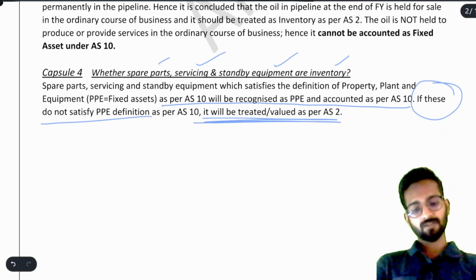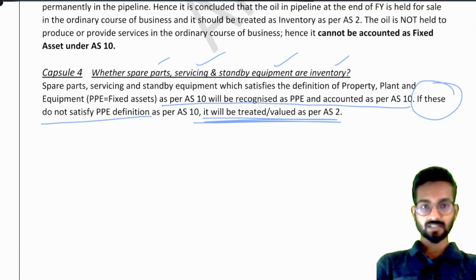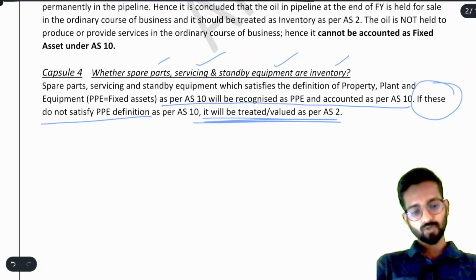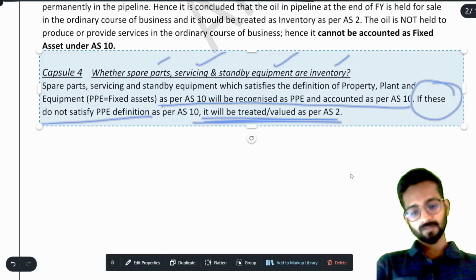Simple. First you have to check whether it is a fixed asset, that you have to check with Accounting Standard 10. If it is not a fixed asset, if it is not property, plant and equipment as per AS 10, you can say we will calculate the value as per Accounting Standard 2. Very easy.